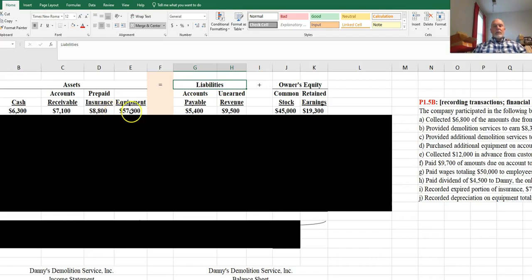On the other side of the equation, we've got a couple of liabilities. Accounts payable, those are amounts that we owe to vendors because we were the customer. So they provided something to us, either a product or a service, and we have yet to pay them, so that's a liability. Unearned revenue is the amounts that customers have paid us in advance.